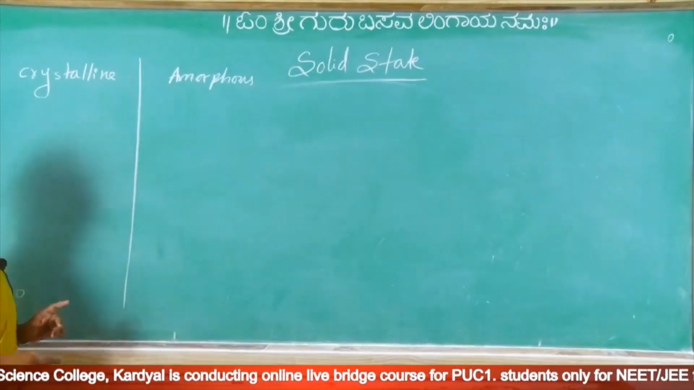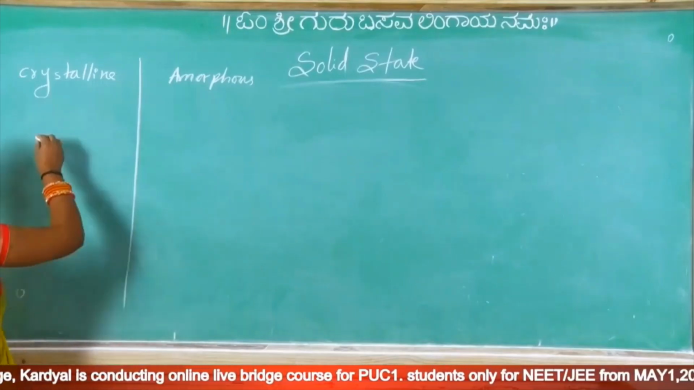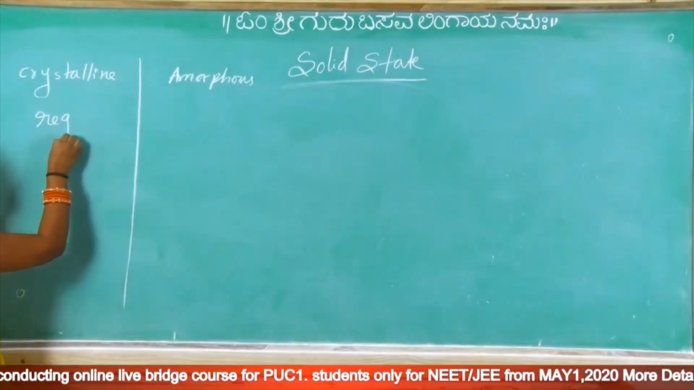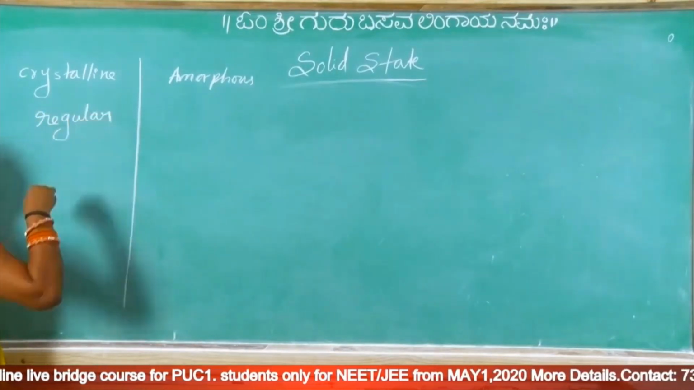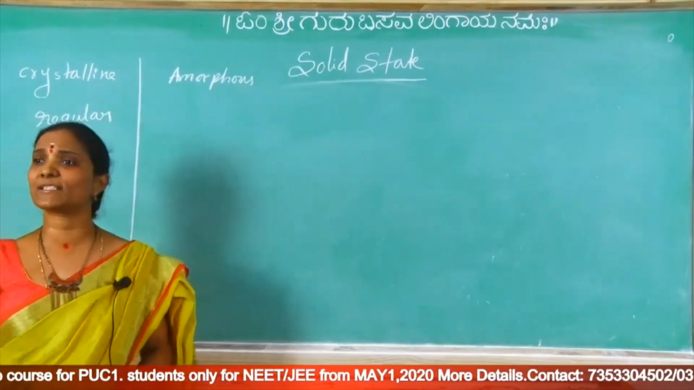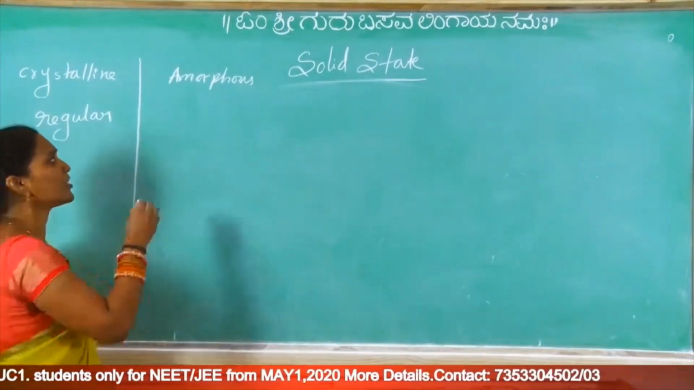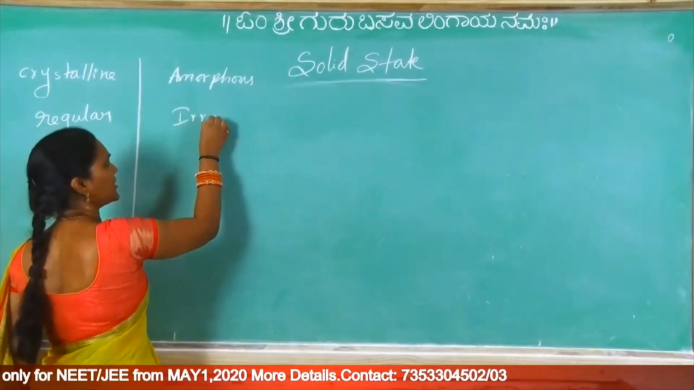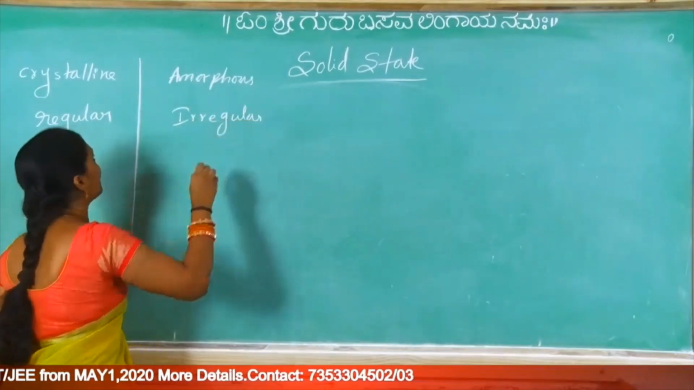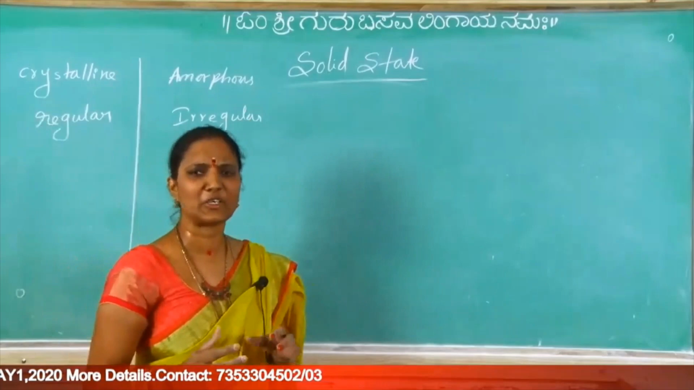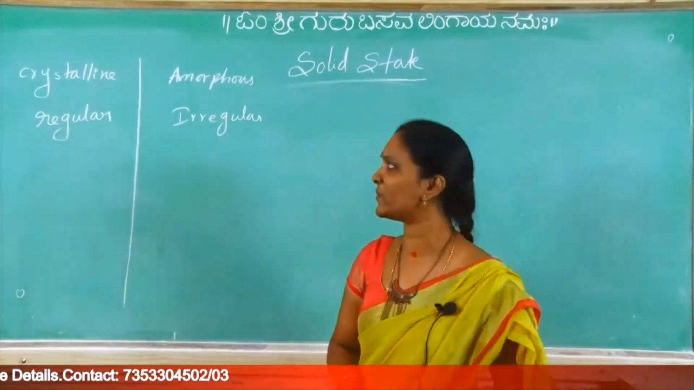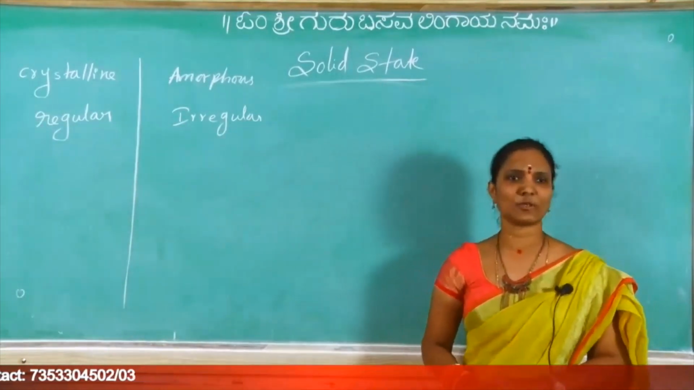Okay, so now crystalline solids. In crystalline solids, all constituent particles are arranged in regular order. In amorphous solids, irregular arrangement. First point: regular arrangement versus irregular arrangement. For example, sodium chloride crystal.